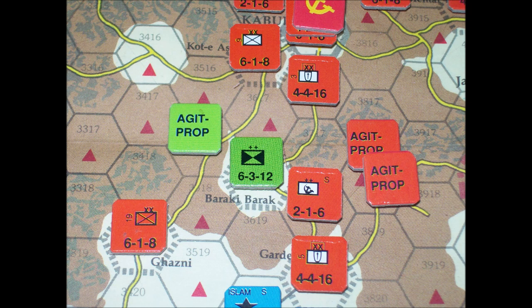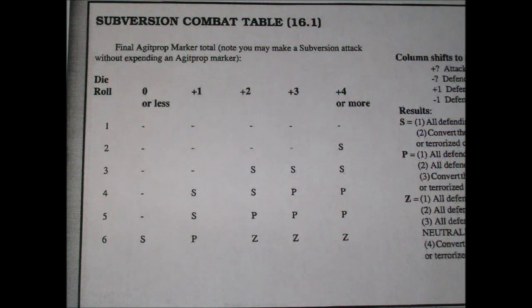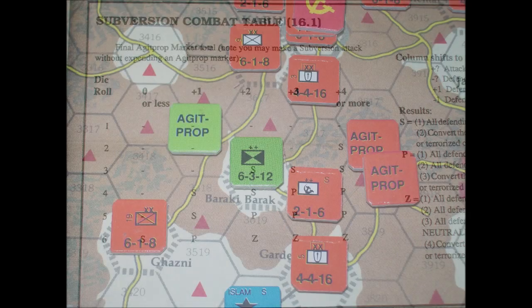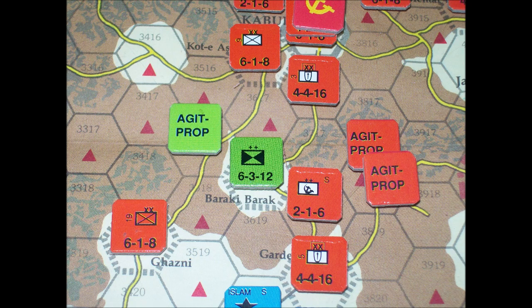And so it's going to use the subversion combat table. The way this is resolved is we have to find out which column we're in, and we're not actually using ratings on the unit, we're using the entire situation. To start with, the resistance player controls the town of Baraki Barak. So that's going to be a leftward column shift in favor of the resistance. However, the Afghan government communist player decides to expend 2 agitation propaganda chits. So that is a 2 rightward column shift.